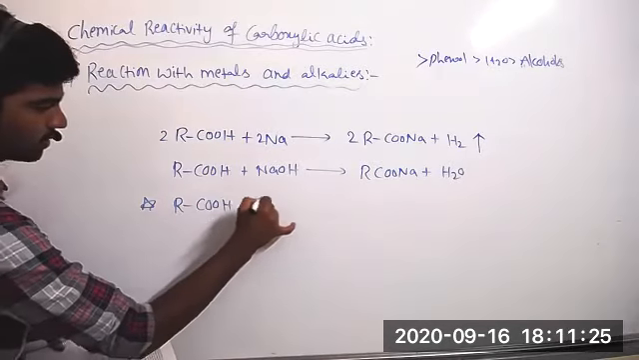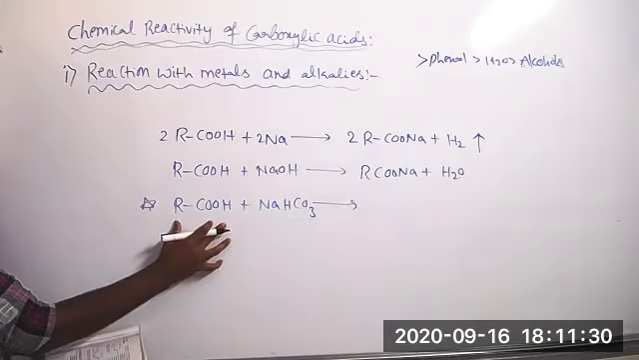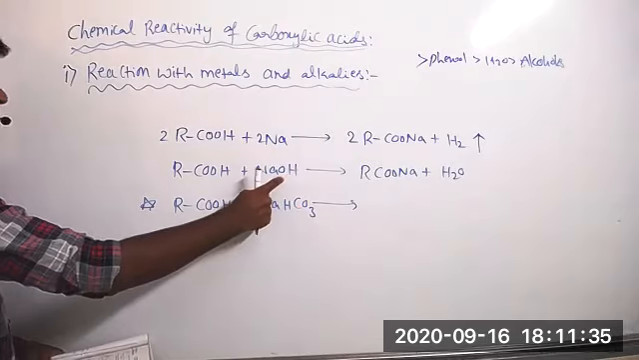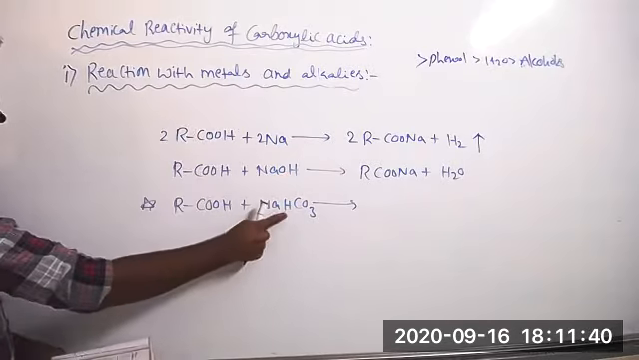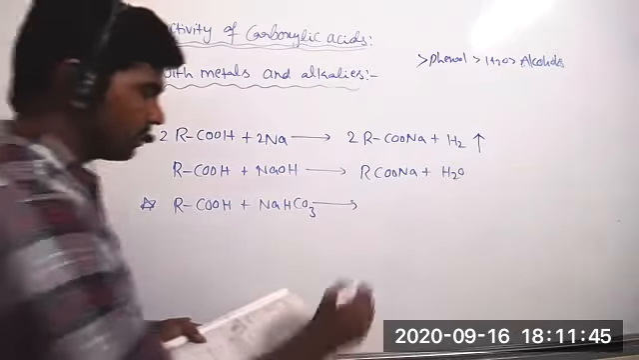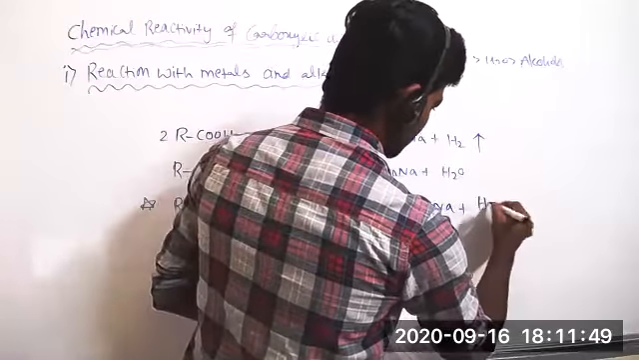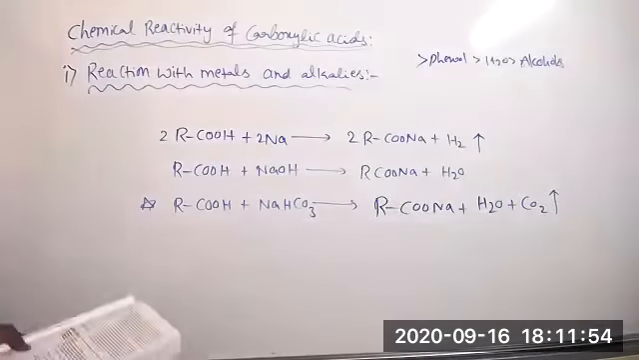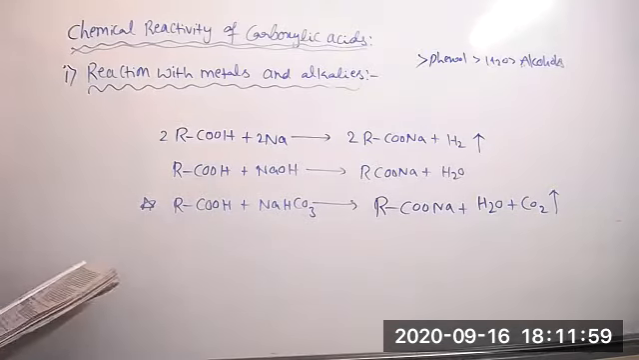Carboxylic acid when treated with sodium bicarbonate. Generally, phenols and alcohols won't react with sodium bicarbonate. Sodium hydroxide is a strong base, and with a strong base, alcohols and phenols react. But with a weak base, alcohols and phenols won't react. Only carboxylic acids react, giving RCOONa, H2O, and carbon dioxide. So this reaction is used for the identification of the carboxylic acid group in a given organic sample. Okay, first write reactions.